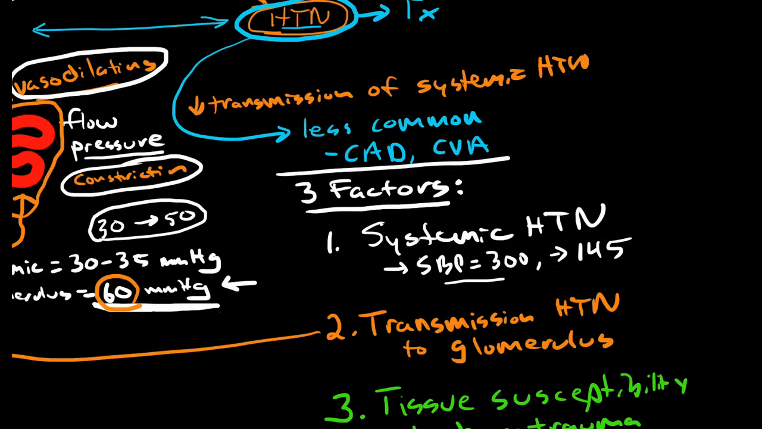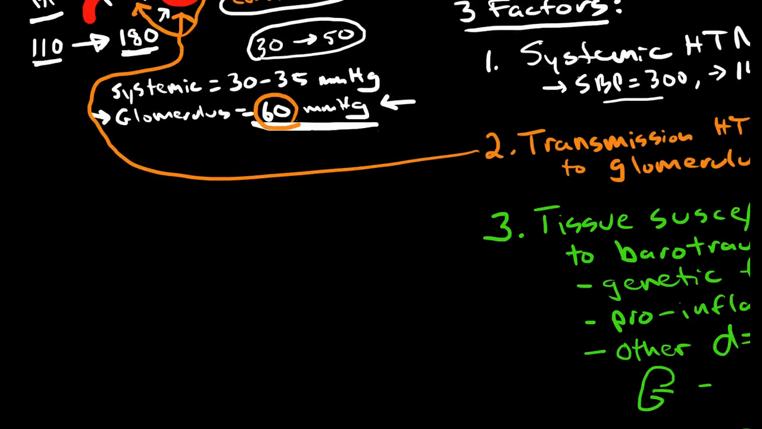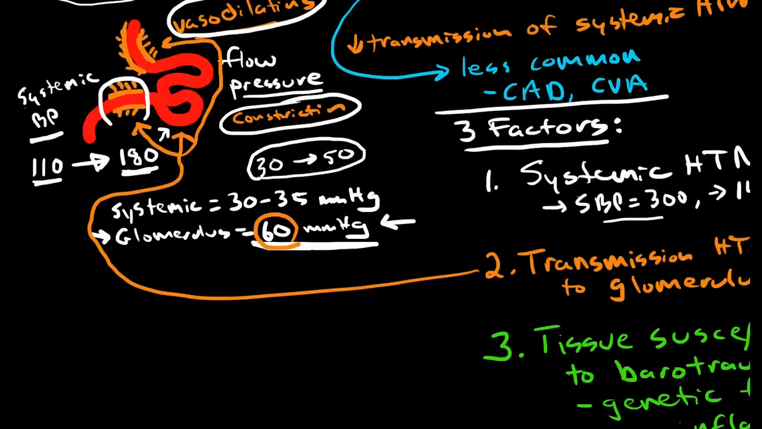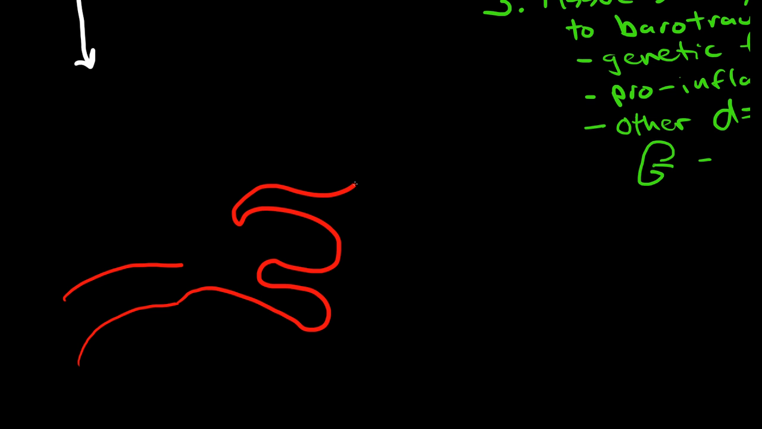Okay, so what happens exactly on a tissue level with the development of hypertensive nephropathy? Well, for hypertensive nephropathy, it really all starts out in the afferent arteriole. And I'll draw a little bigger picture of this. So we have the afferent arteriole, then again we have the glomerulus, and we have the efferent arteriole.